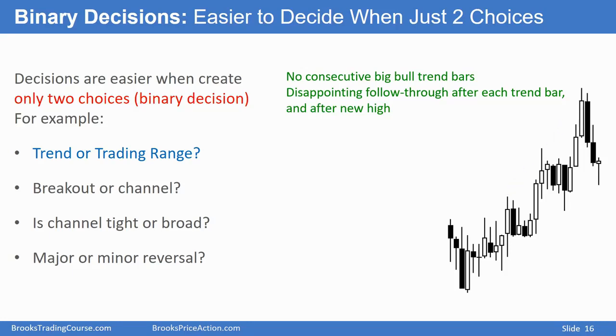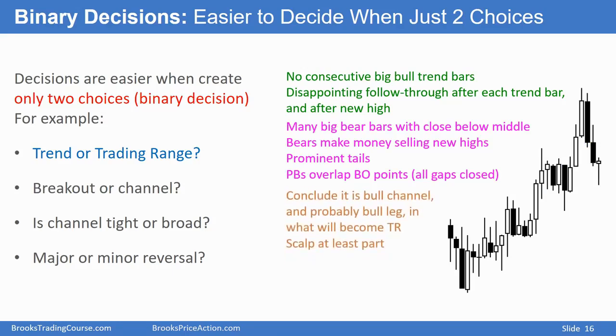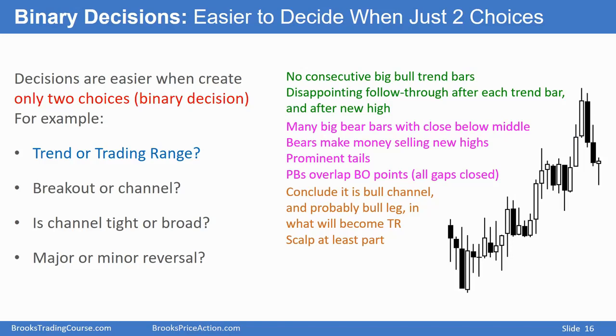Limit order bears are making money. So this is probably a bull leg in what will soon become a trading range. So it's a bull channel, but probably not going to last much longer before it converts into a trading range. Because the trading range might be coming soon, a lot of the bulls will scalp. The bears are clearly scalping. They're selling new highs, selling more higher. Or instead of selling new highs, they simply sell higher and then buy back at the breakout point.